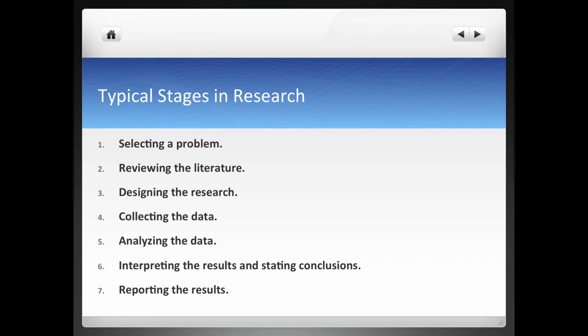Collecting your data, that's pretty obvious. Number 5, analyze your data. The 6th thing, interpreting your results and stating your conclusions. And number 7, reporting the results.